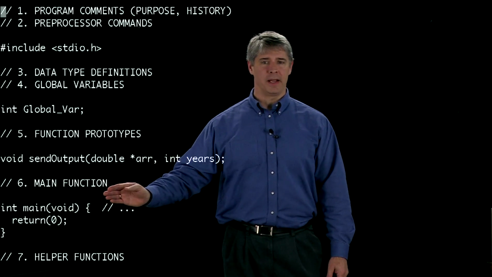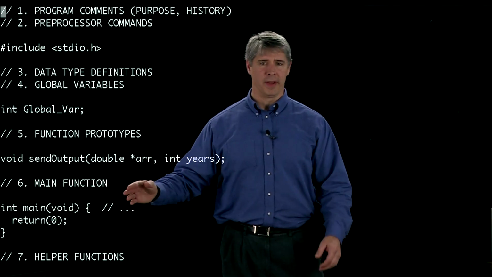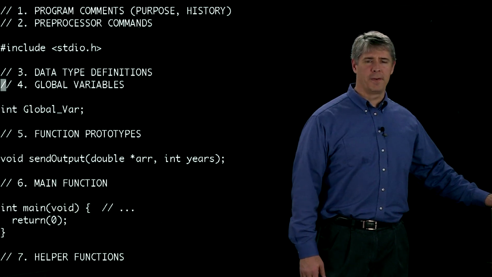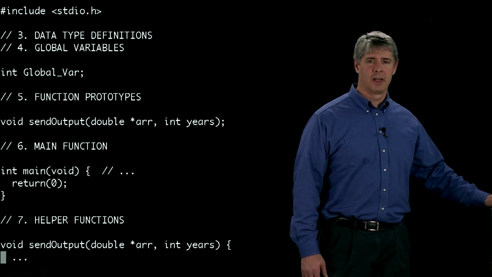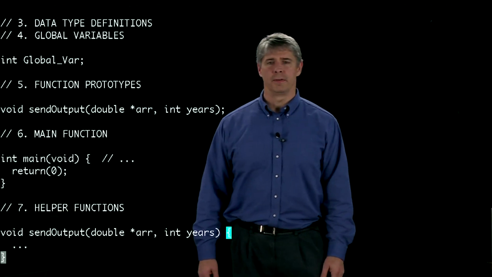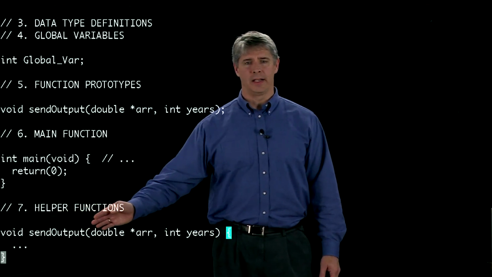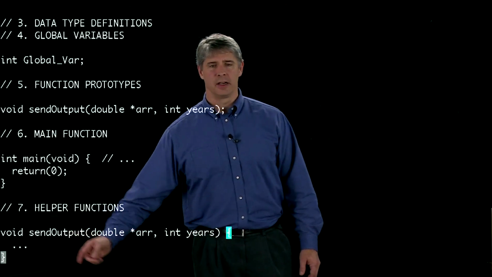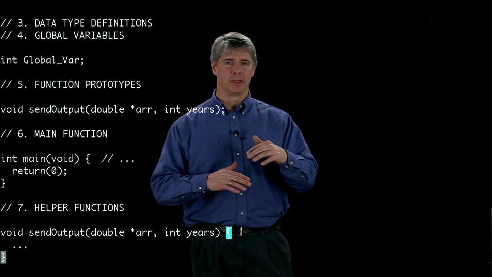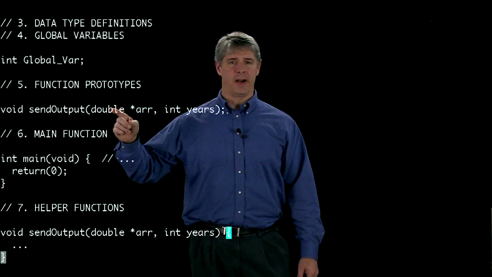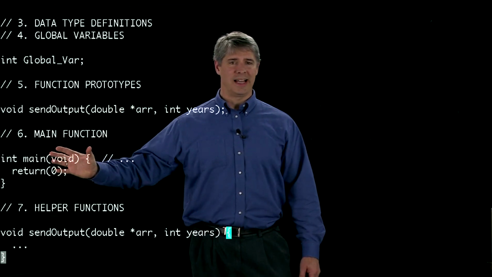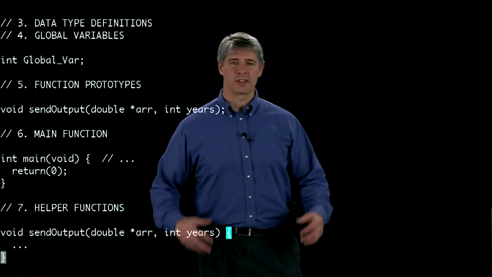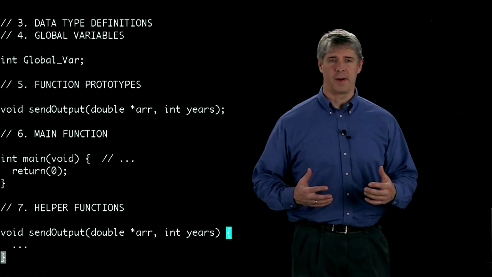Down here we define the main function, and we've seen before how the main works. This is where the program starts executing and finishes. And then at the very bottom of the file is the definition of the helper functions that we had prototypes for above. So here we actually define how send output works. Between this brace here and this brace down here is going to be the code that tells us what send output does. Now, because it's already been defined here in the function prototypes, the main function is allowed to use it, even though the definition of all the details has not yet appeared. So these are the seven sections of a typical single file C program.